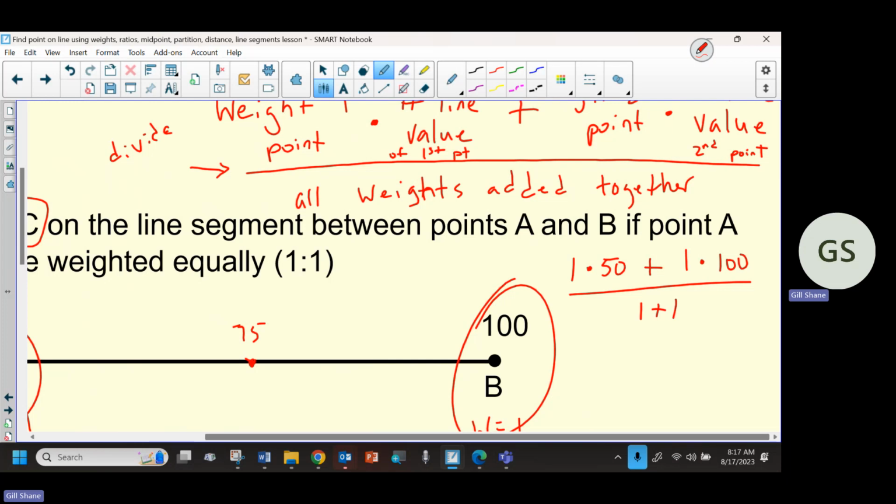Now, if you solve it out, you should get 50 plus 100 divided by 1 plus 1. So that's the same exact thing we did at the very beginning of the bell work. If they were weighted evenly, we just add them together, divided by how many of them. We did get 75, which is what I told you we should get.